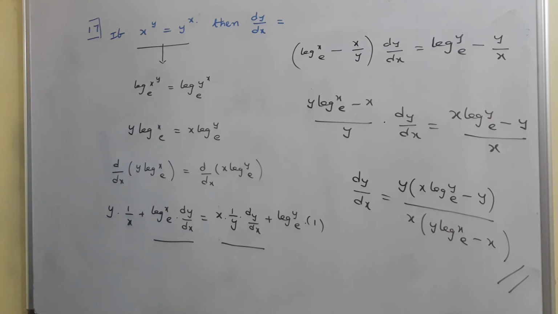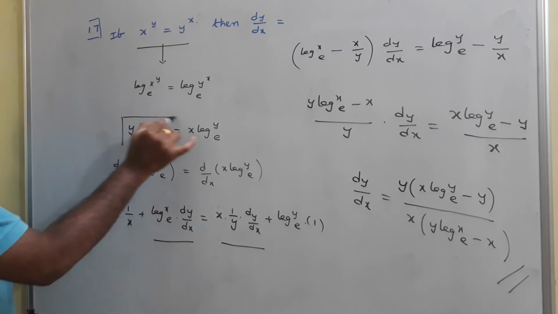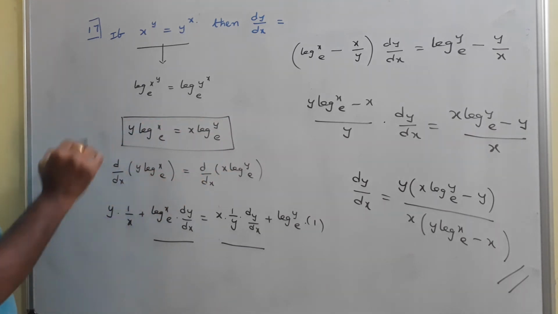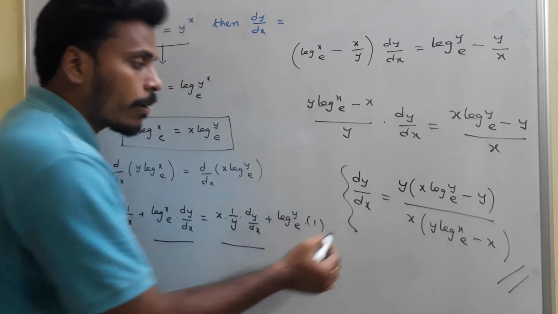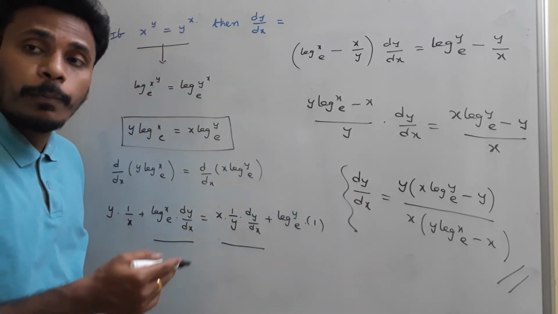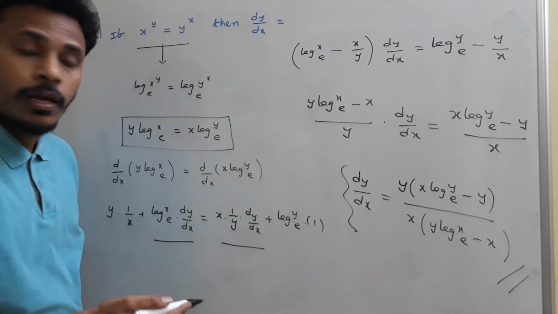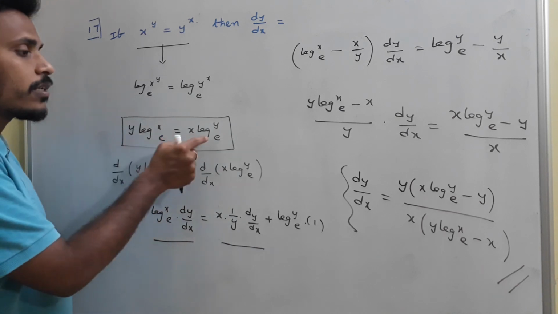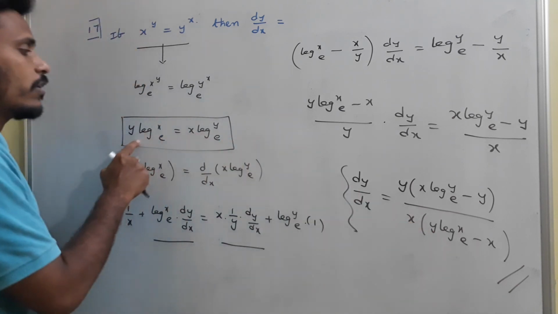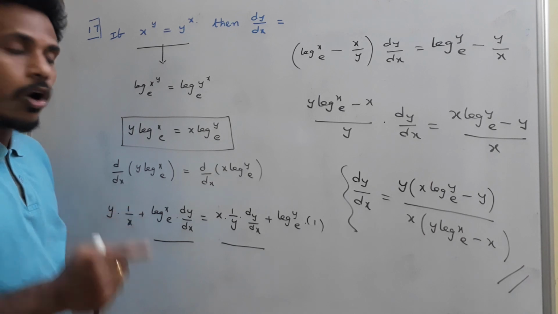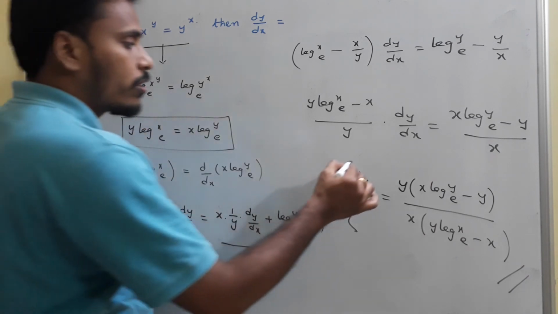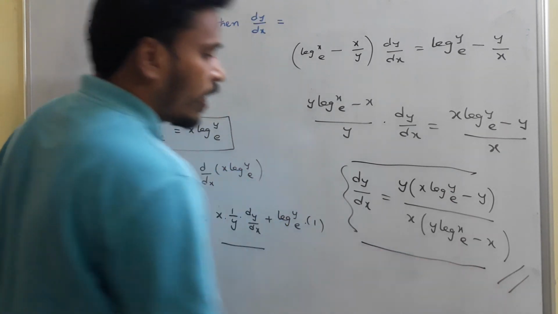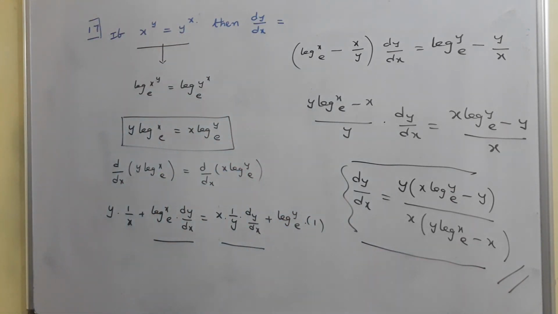Okay, and see, just observe here. Here we have y log x base e is equals to x log y base e also. Final answer is this, but sometimes the options for the objective question may be by replacing either this y log x base e with x log y base e, or this x log y base e with that y log x base e. So this is finally dy by dx for this problem. Just have a look.